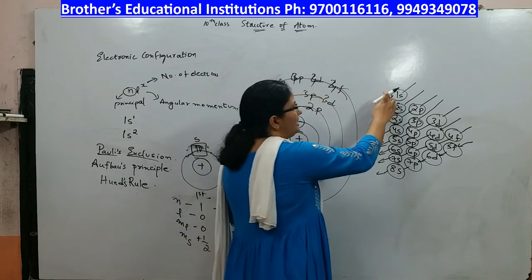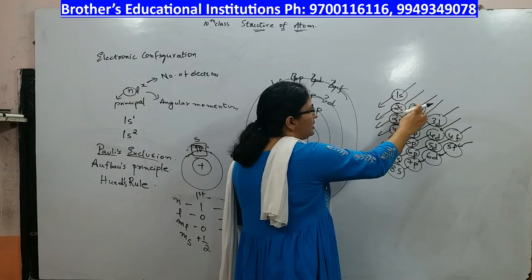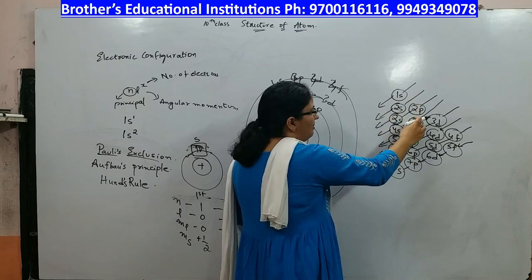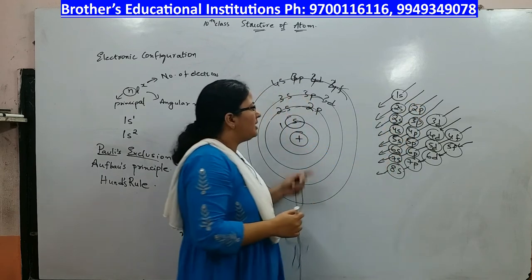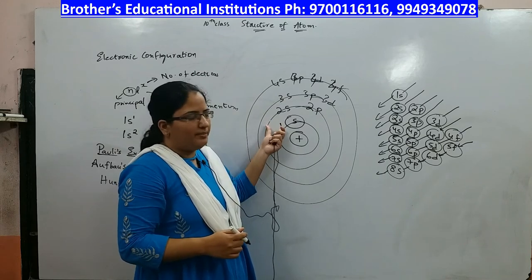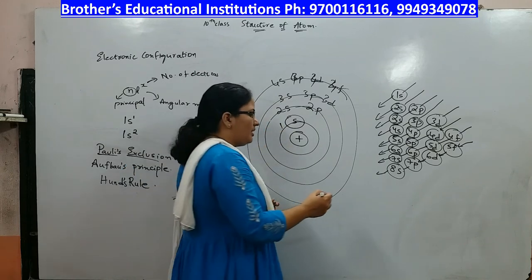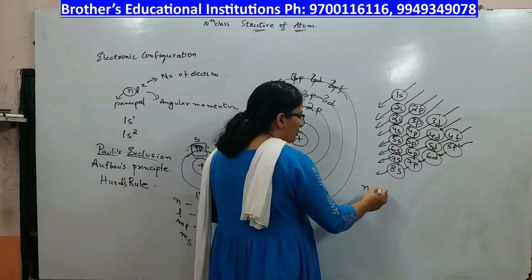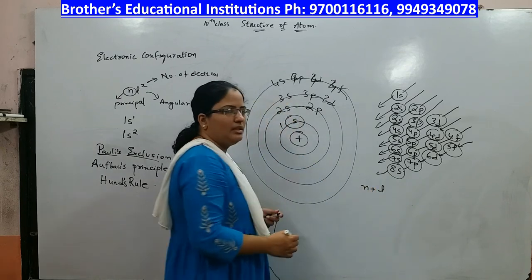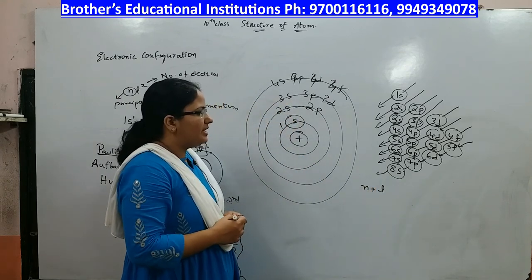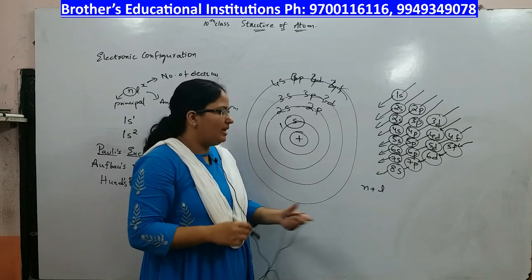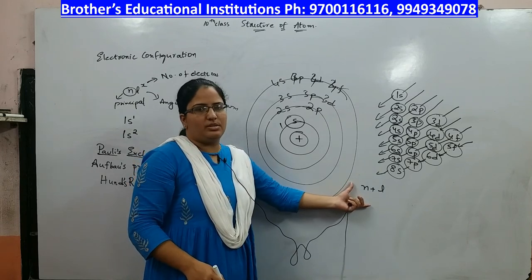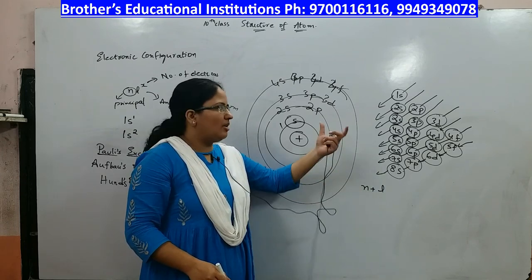First it will go to 1s, next 2s, next 2p, 3s, next 3p, 4s. It fills in this order but not in the earlier order. To see the order, you have to look at the values of n plus l. The electron first enters the orbital having the lower n plus l value. This is how the electron fills up.